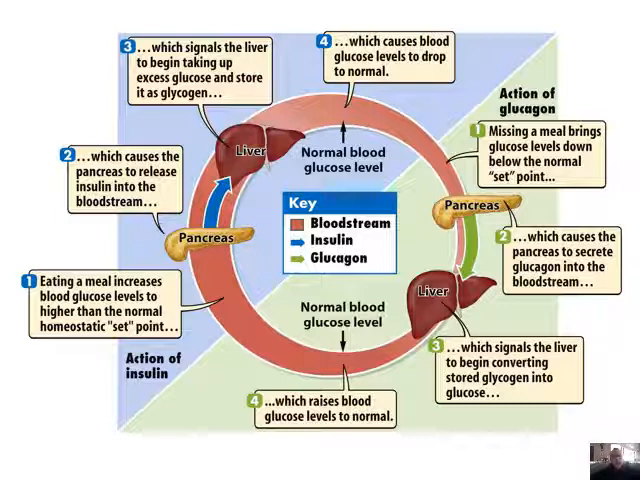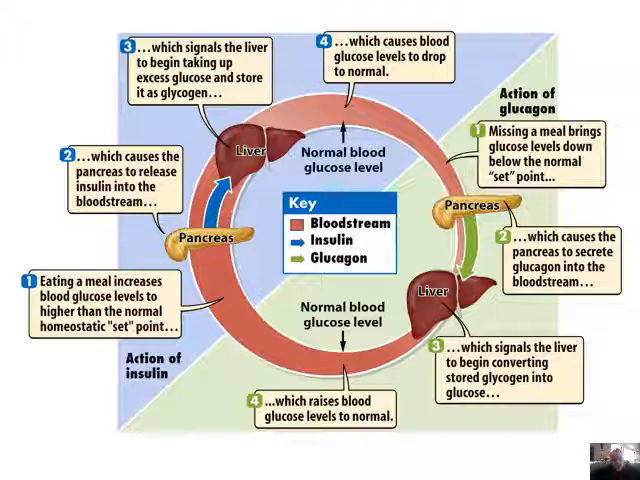If you want your 50%, you're going to write pancreas. If you want your 70%, you're going to say it causes the pancreas, or the islets of Langerhans inside of the pancreas, specifically the alpha cells, to secrete glucagon into the bloodstream. This signals to the liver to begin converting stored glycogen into glucose, and this raises the normal blood sugar.